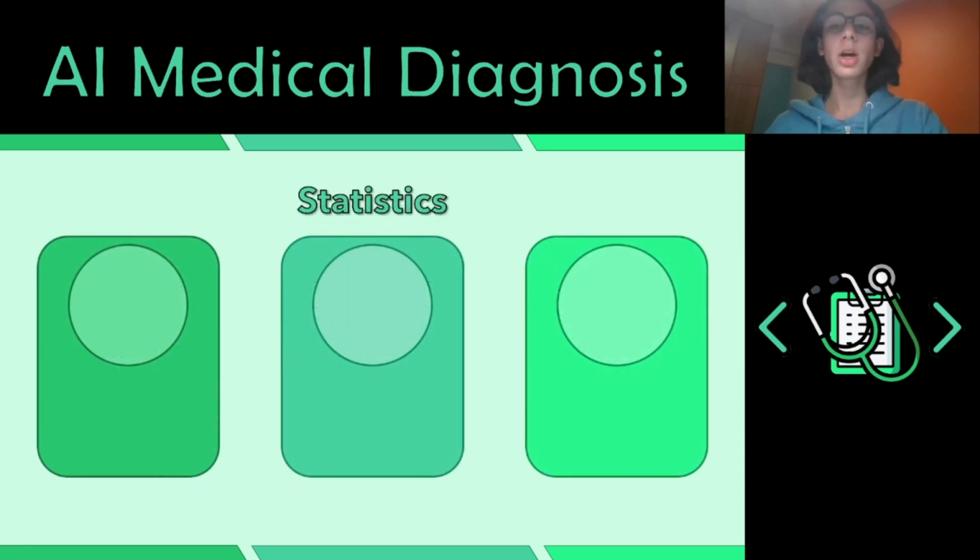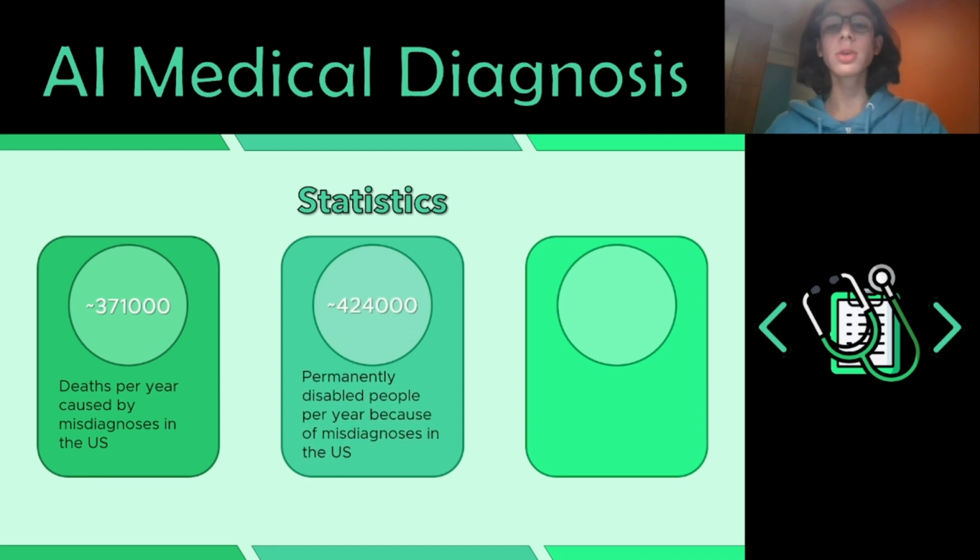Based on a study carried out by Johns Hopkins Medical School, every year approximately 800,000 people in the US suffer serious harm because of misdiagnosis, among which 371,000 die and 424,000 sustain permanent disabilities. About $750 billion are wasted annually on unnecessary medical services and inefficiencies.